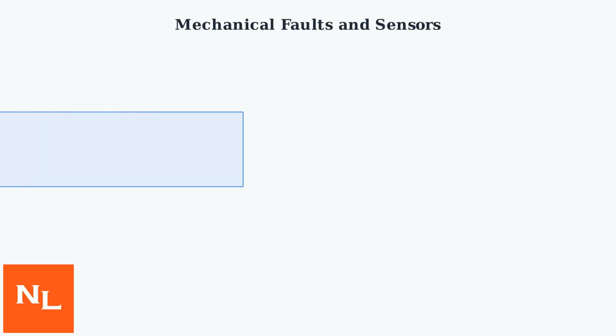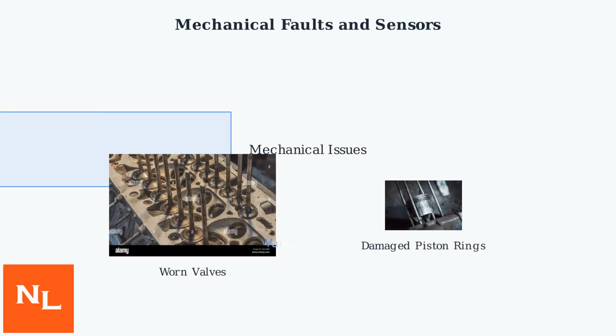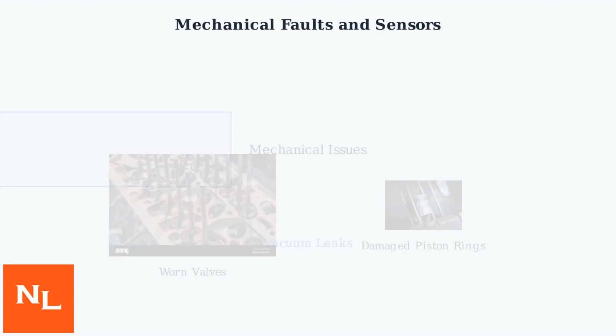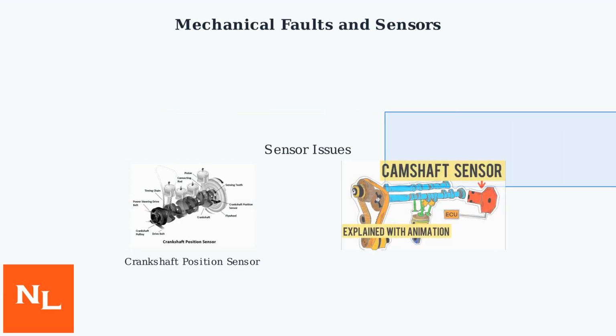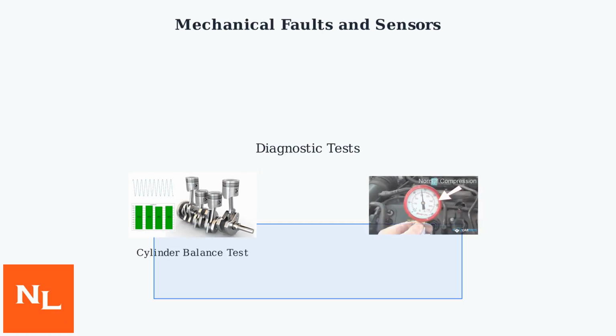Less frequently, mechanical issues can trigger a P0305 code. Worn valves, damaged piston rings, or vacuum leaks can affect cylinder compression and combustion. Faulty crankshaft or camshaft position sensors can also disrupt the timing of the engine. A cylinder balance test or compression check can help isolate these types of problems.